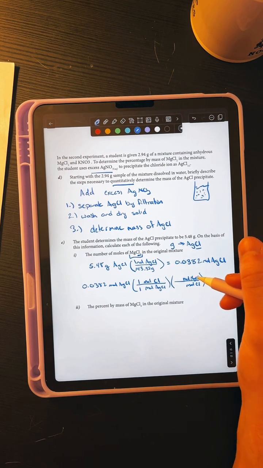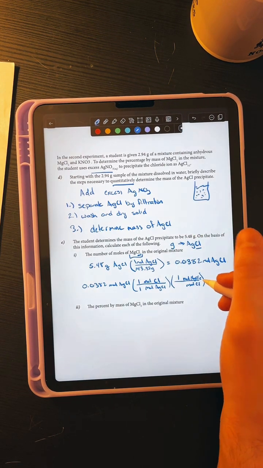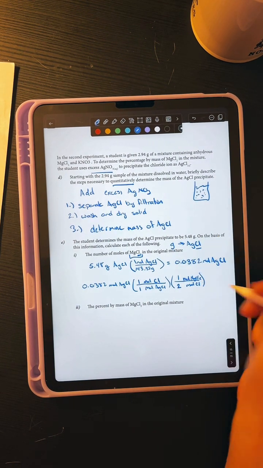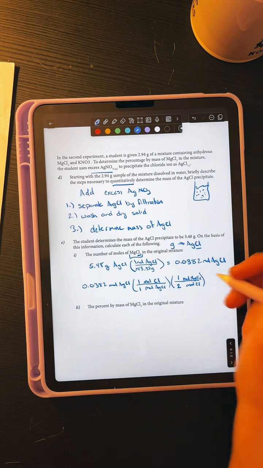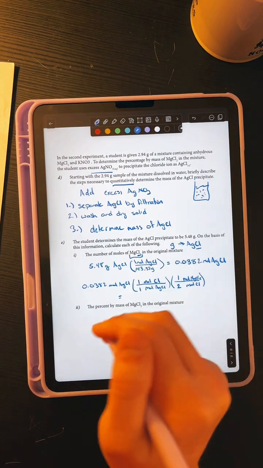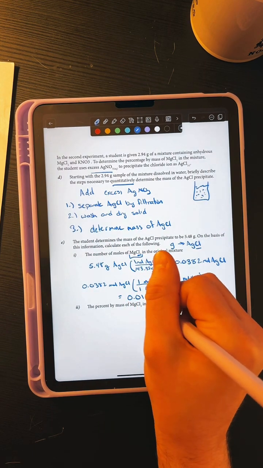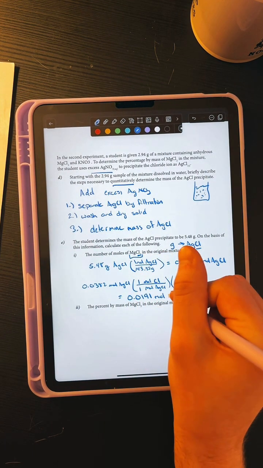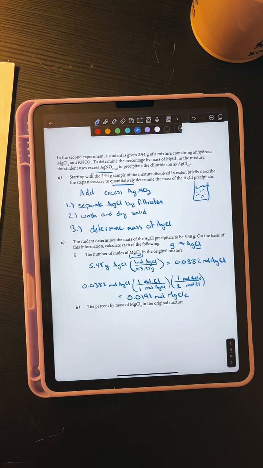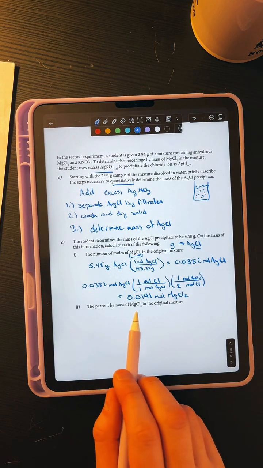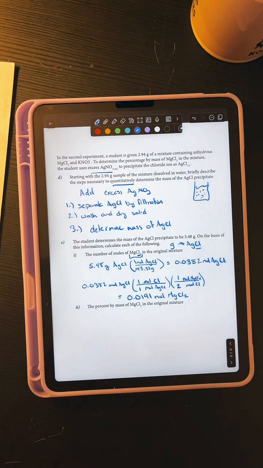If we had 1 mole of MgCl2, how many chlorines do we have? Well, we have 2 chlorines. We see 2 as a subscript there. And when we do that math out, we get a value equaling 0.0191 moles of MgCl2. And for the final one, the percent by mass of MgCl2 in the original mixture.